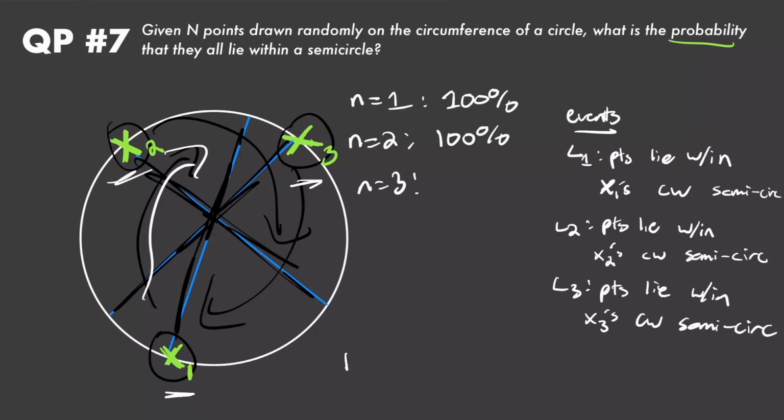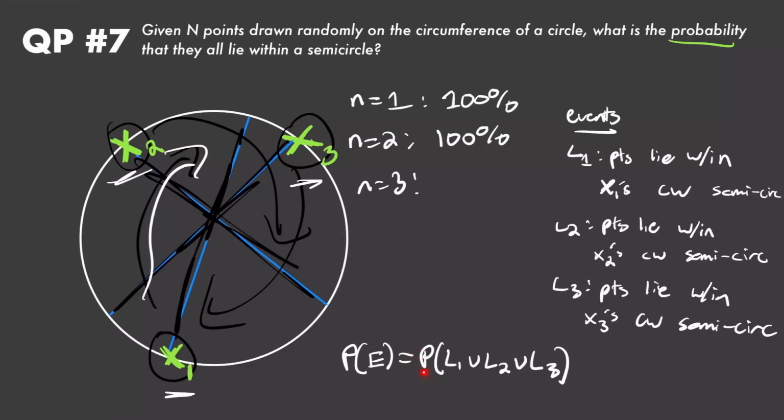Well, then the probability that we're looking for, let's call it the probability of E, is just equal to the probability of L1 union L2 union L3. Because we're going through all of our quote-unquote leftmost points, and we're saying if we start a semicircle here and go in this direction, what's the probability that every point lies within this semicircle, or within this semicircle if we choose this one to be our leftmost point, or within this semicircle?